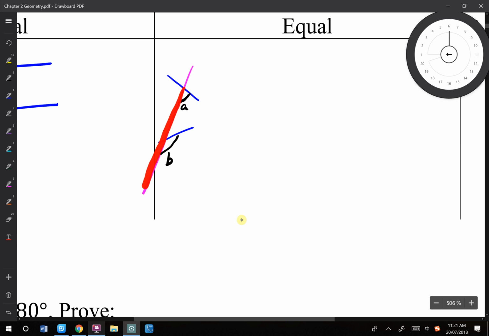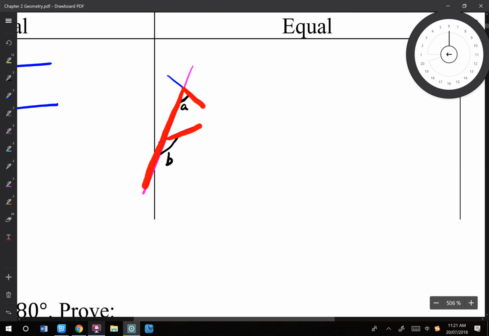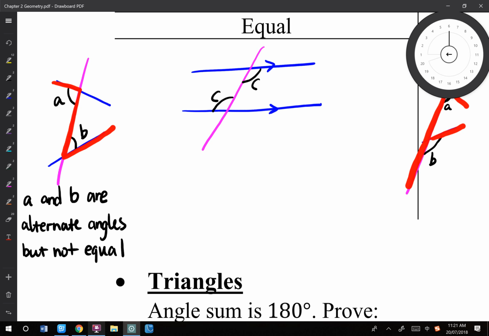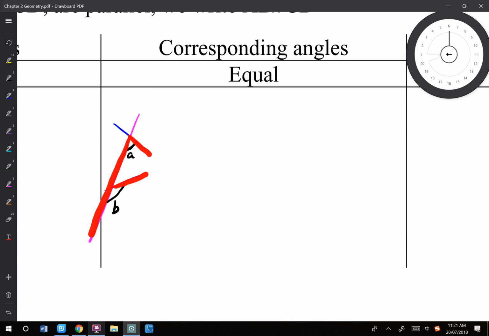Can you see this? That looks like an F, with the two corners, and those are the corresponding angles. That's similar to an F shape. And on this side, I call the alternate angles a Z shape. Can you see the Z? With the two corners, those are the alternate angles. So this is a Z shape, this is an F shape.